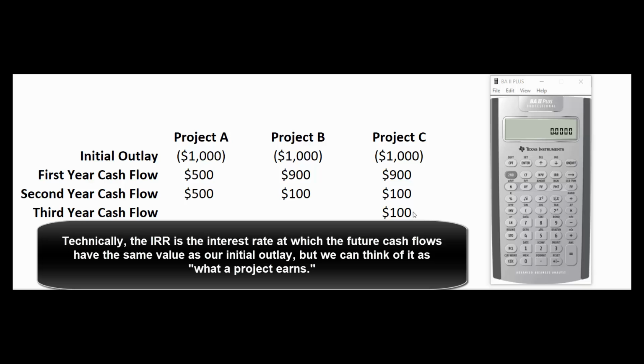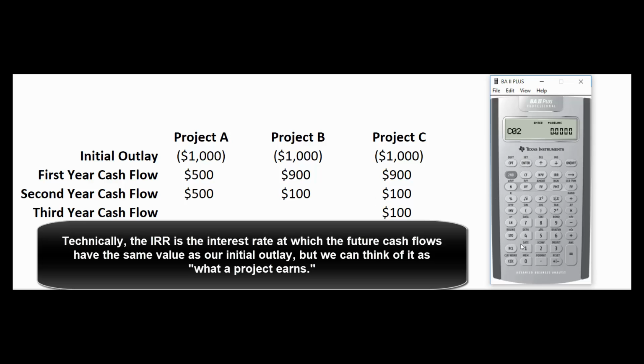Let's see what we earn on project C. Since these cash flows aren't all the same, we can't use the third row of our calculator, but we can use the CF menu. So we go into the CF menu and it asks us what's our cash flow at time 0. In other words, what's our initial outlay? It's 1,000. Change the sign because it's dollars out. Enter down. Then it wants to know the first cash flow. That's 900. Enter down. And how many times do we get that? What's the frequency of that first cash flow? 1 time. 1. Enter down.